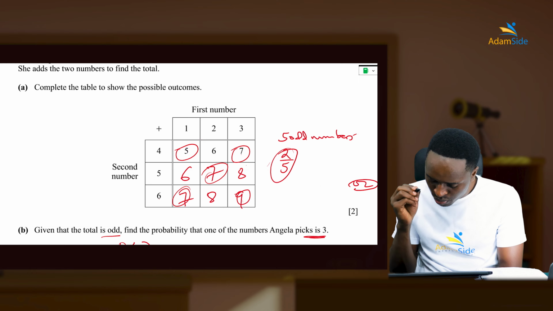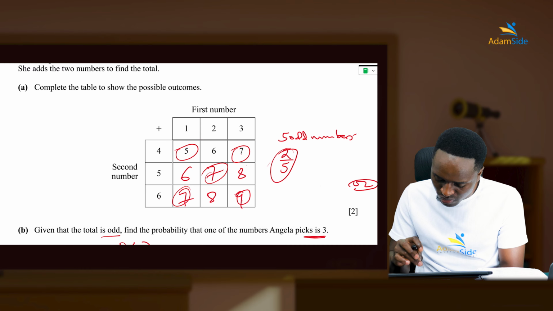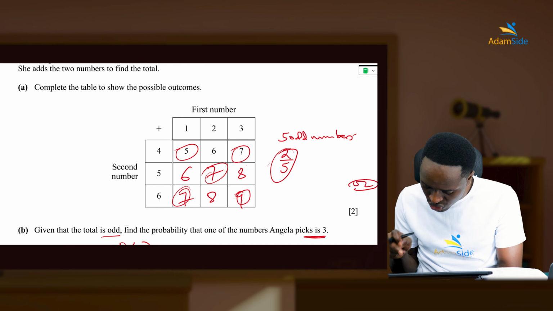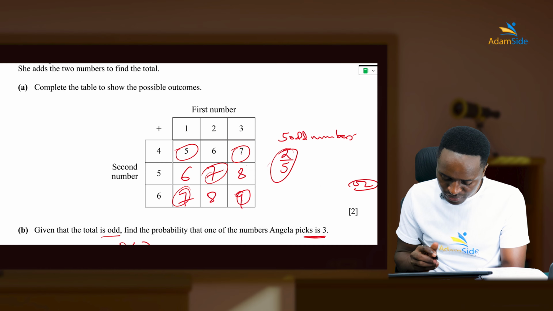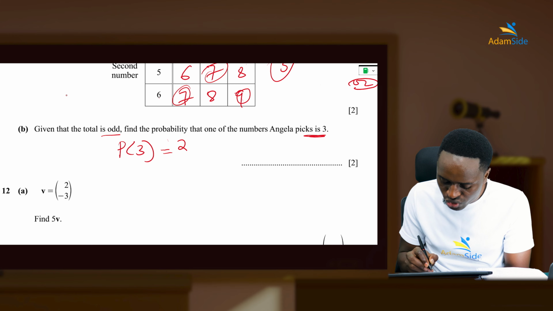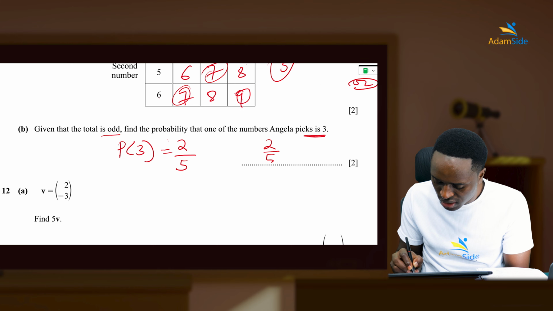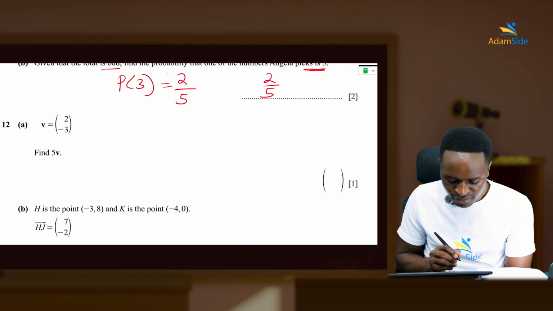Probability of picking an odd number, where the sum is odd and the pick is 3, will be 2 out of the total, which is odd. So the probability of picking 3 will be equal to the number of possible outcomes, which is 2, over the total outcomes, 5. So your answer will be 2 out of 5. Correct. Question number 12.